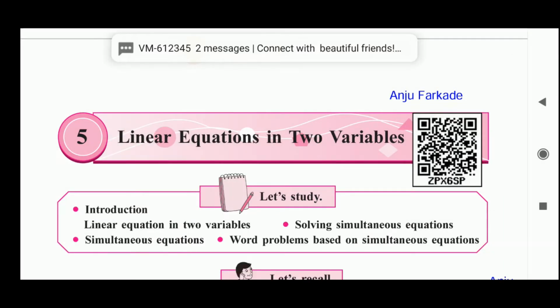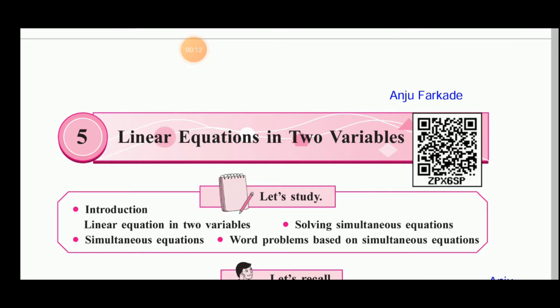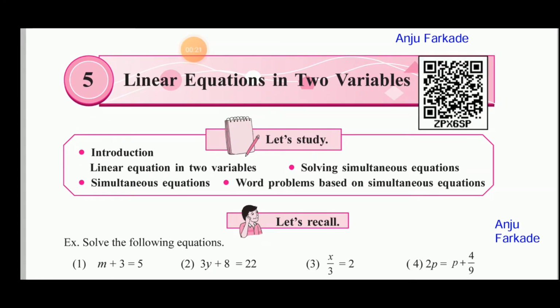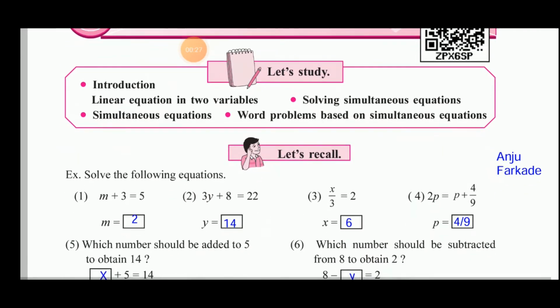Let us see now the next chapter, linear equations in two variables. Linear equations in two variables are also called the simultaneous equations. Now, solve the following equations here.